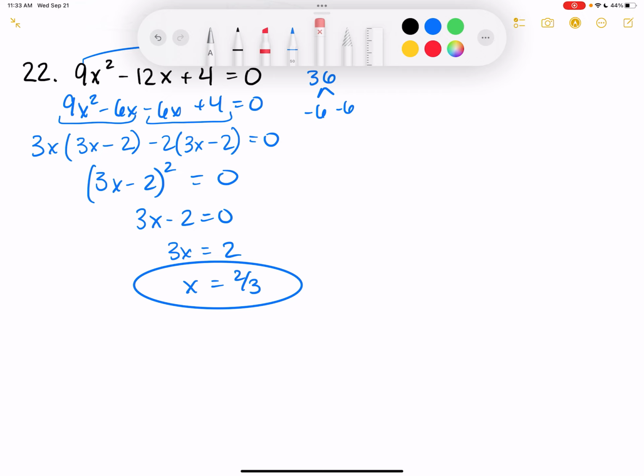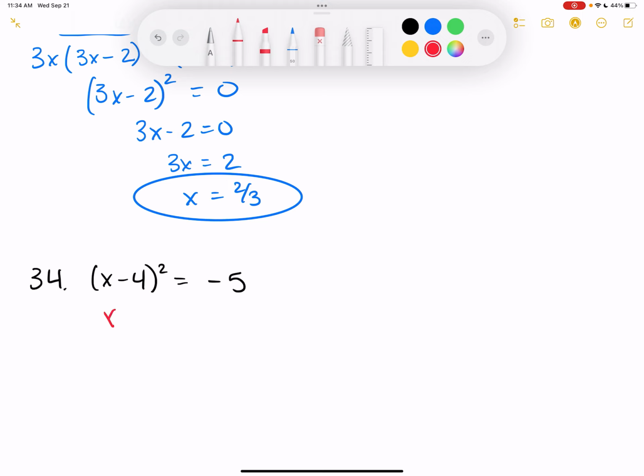So 34, we've got x minus 4 squared equals negative 5. So what do I need to do first? I'm using the square root property now. Don't want to solve for x. Wouldn't you take the square root of it? Take the square root of both sides. So that gives me x minus 4 equals what? The square root of 5.